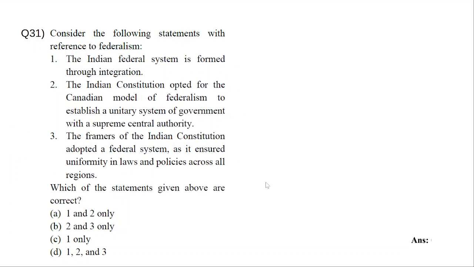So consider the following statements with reference to federalism. The Indian federal system is formed through integration. So you can say in the Indian federal system, the country was majorly formed by integrating various princely states and territories into a single nation.